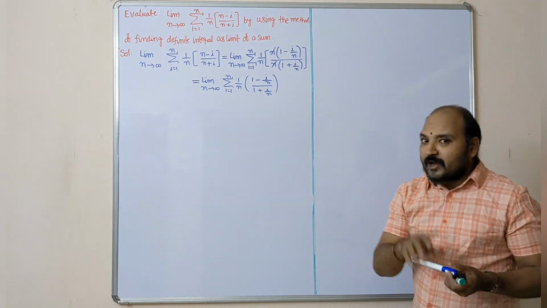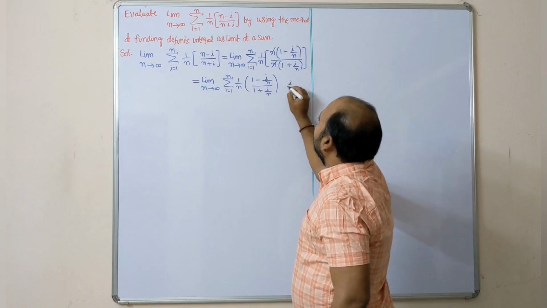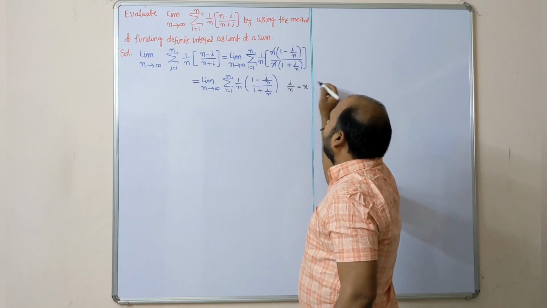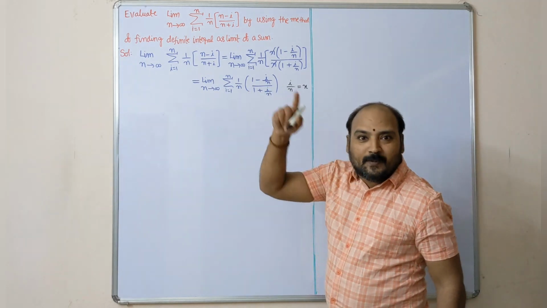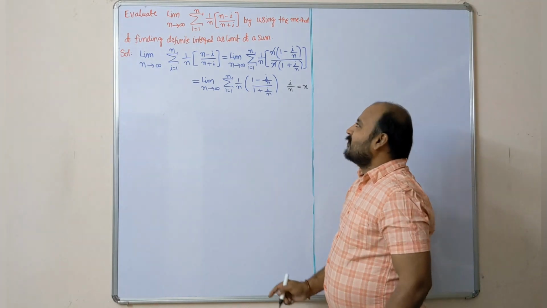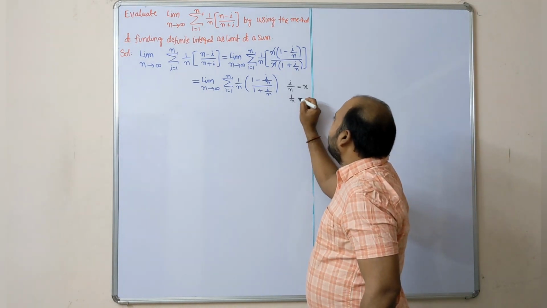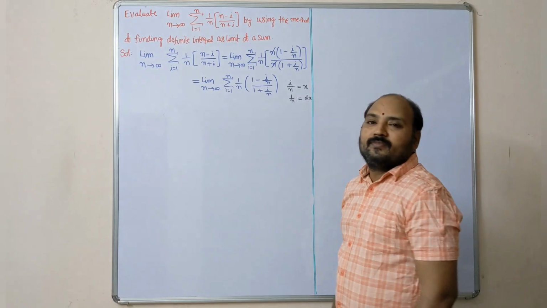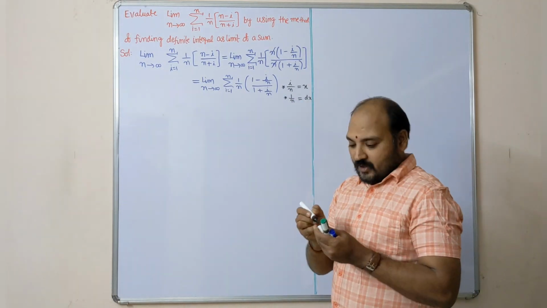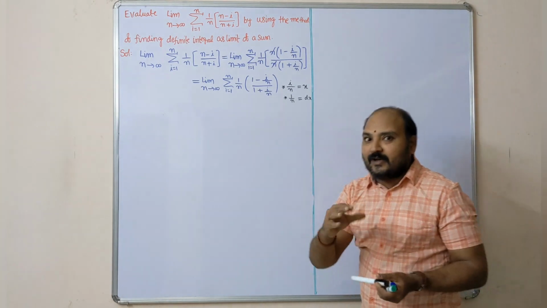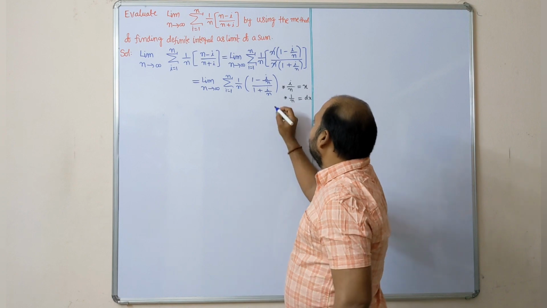After getting i by n, what we have to do? Where i by n is there, you have to take it as x. And wherever 1 by n is there, you have to replace it with dx. These are the simple tricks, dear students. And we need to calculate the definite integral limits. So lower limit and upper limit.